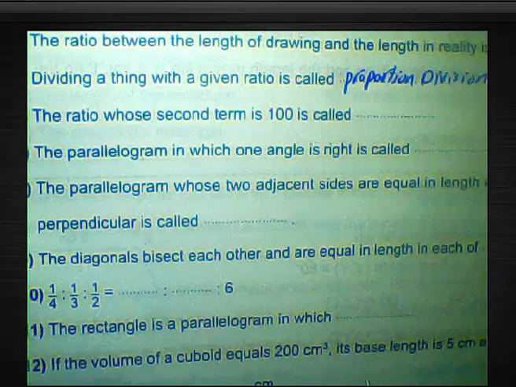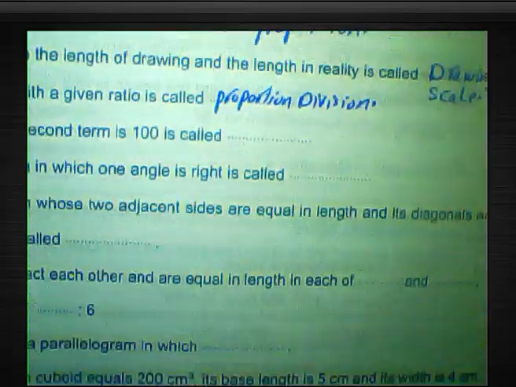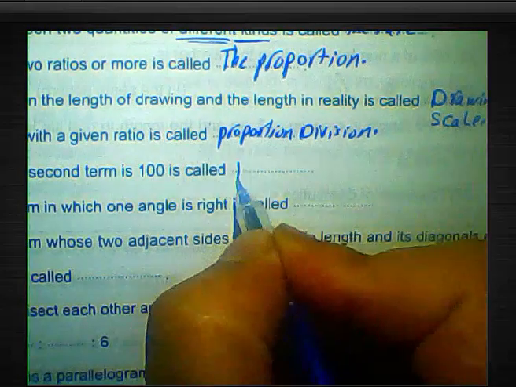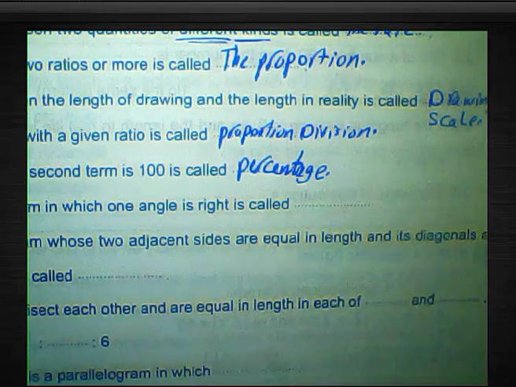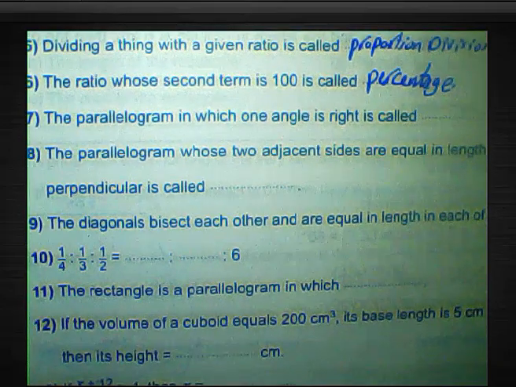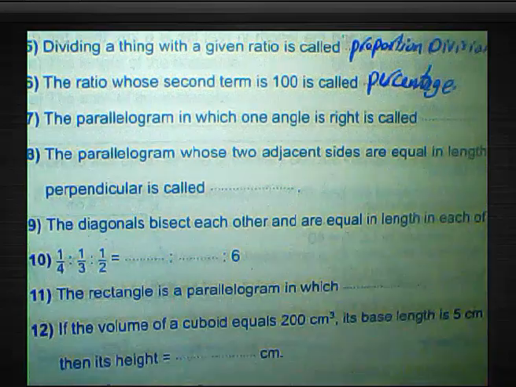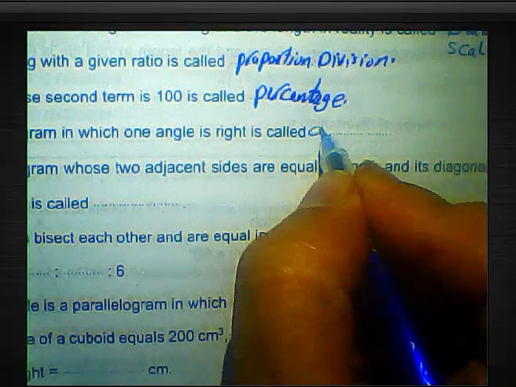Question number 6. The ratio whose second term is 100 is called the percent. We call it percentage. Question number 7. The parallelogram in which one angle is right is called a rectangle.